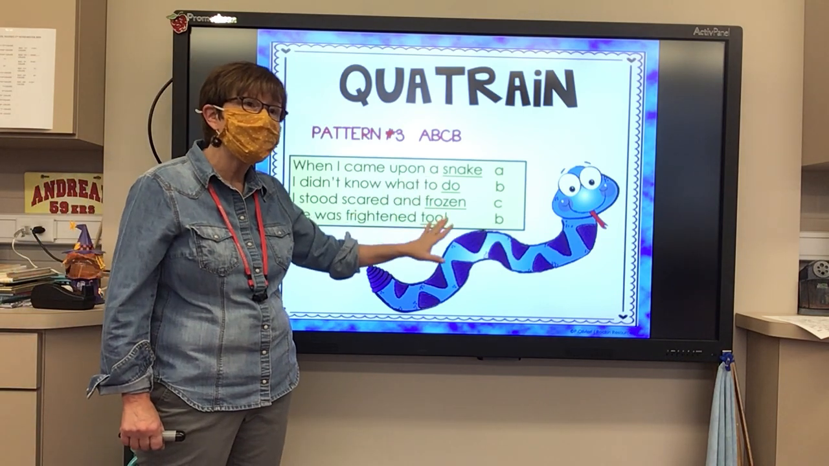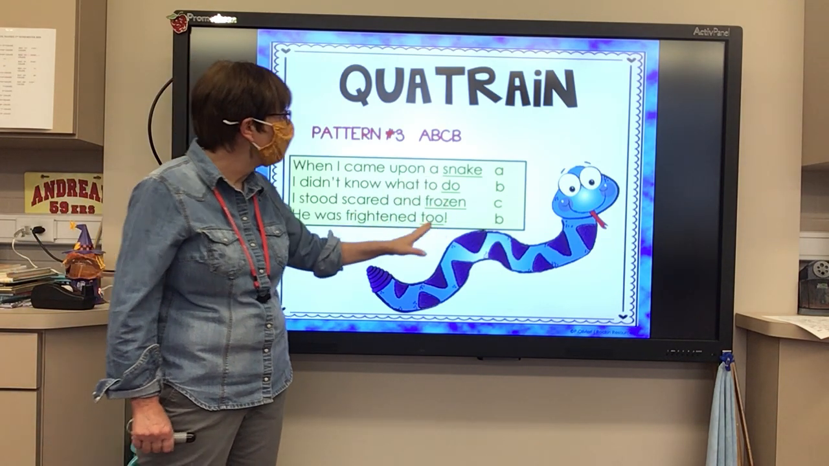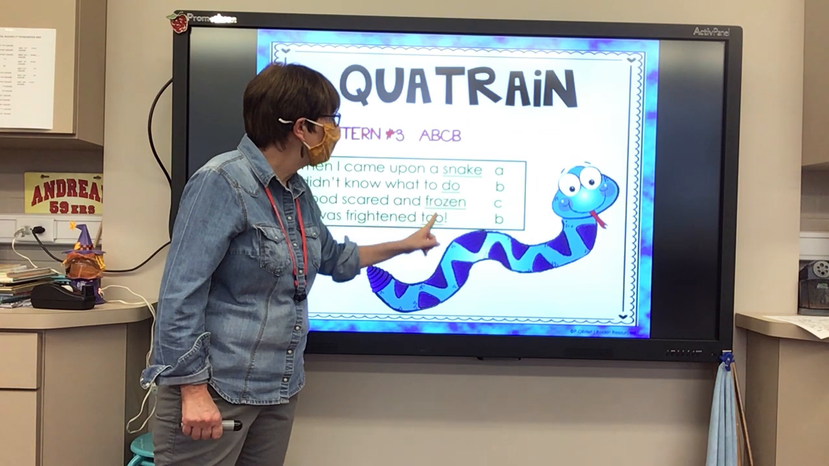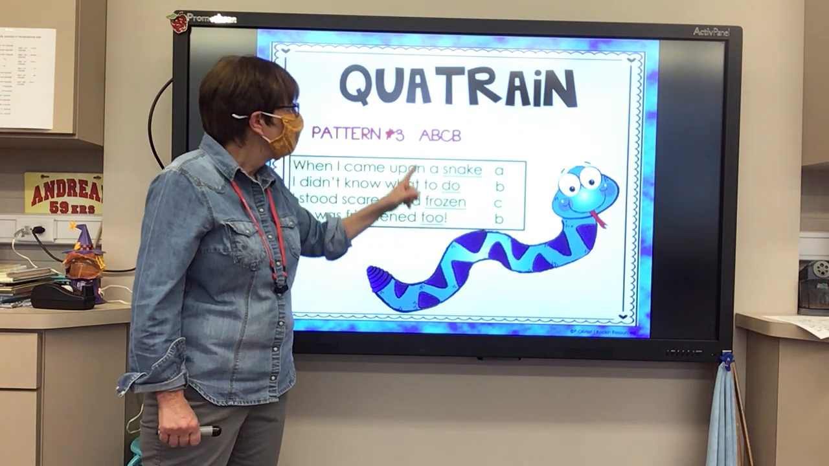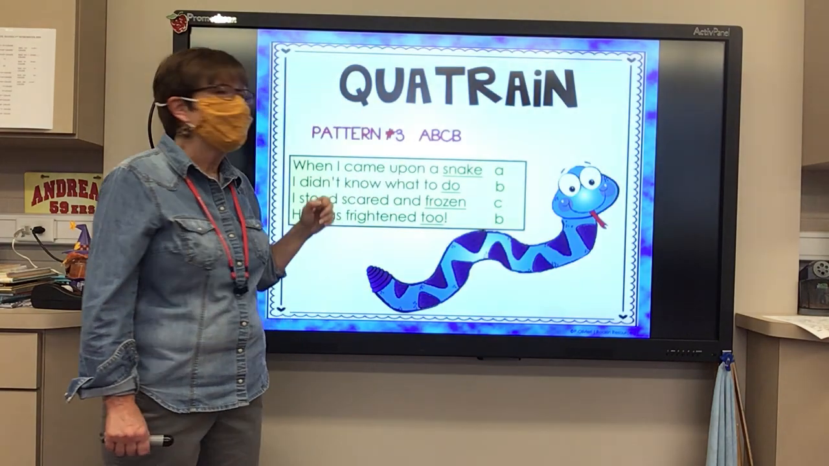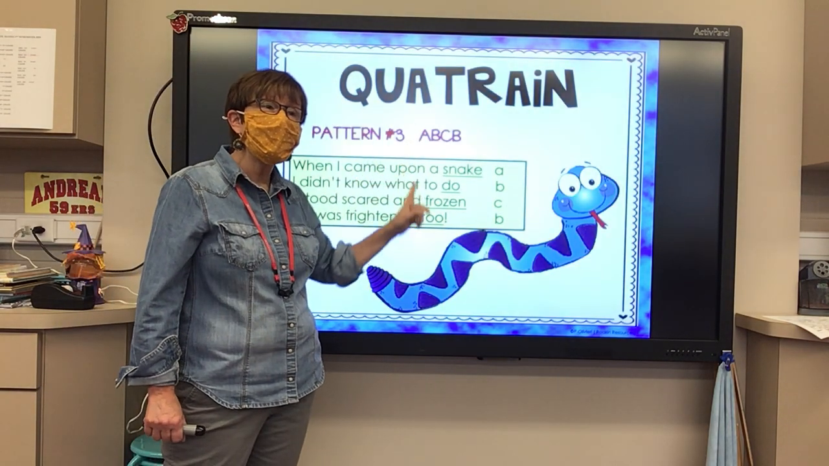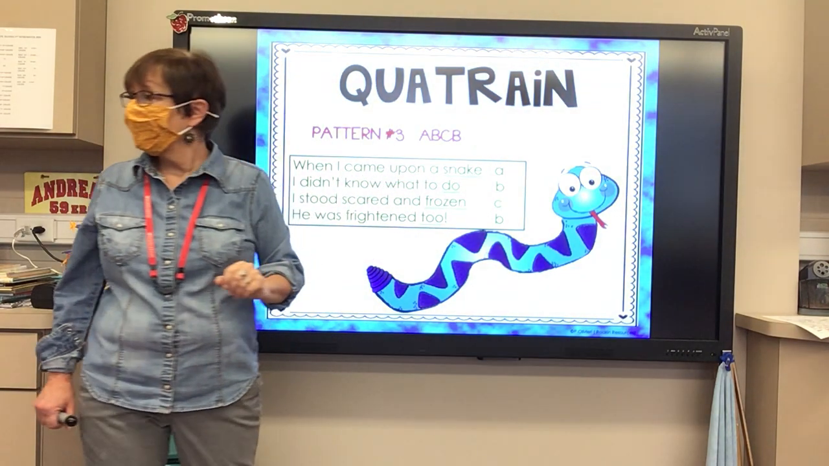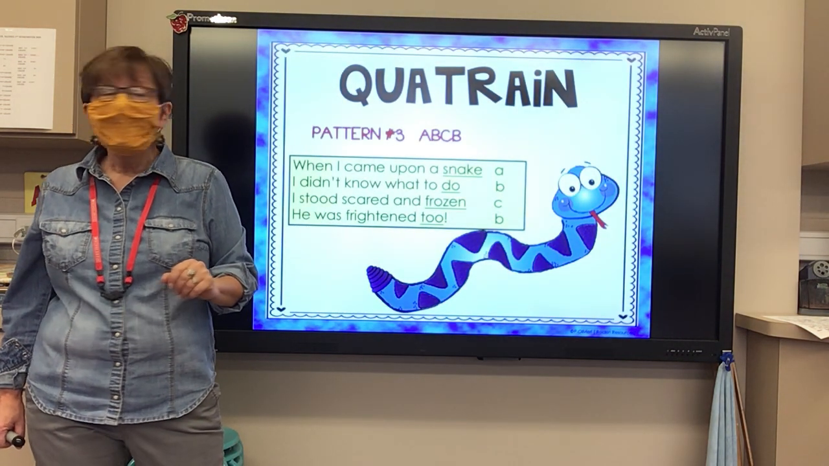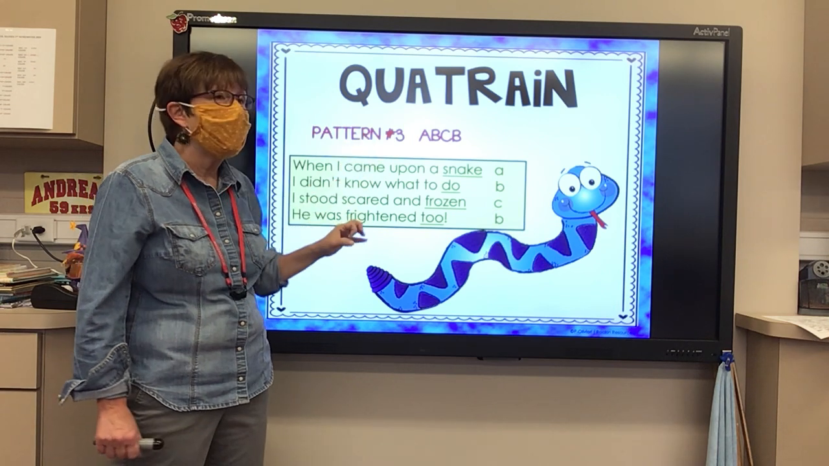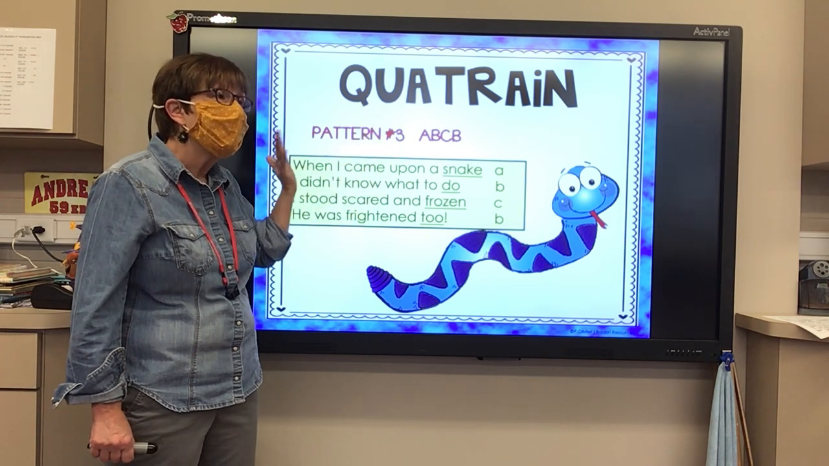Do you see how that rhyme scheme is? We only have 2 rhyming words here, do and too. So we don't have anything that rhymes with A, and we don't have anything that rhymes with C. Do you see how that one is working? That rhyme scheme works, boys and girls? So we have 3 different patterns in this type of poem.